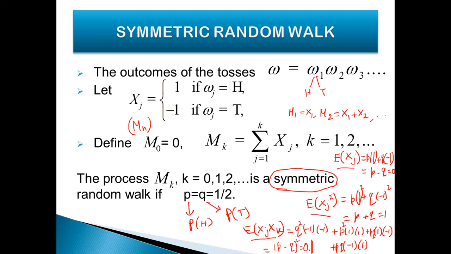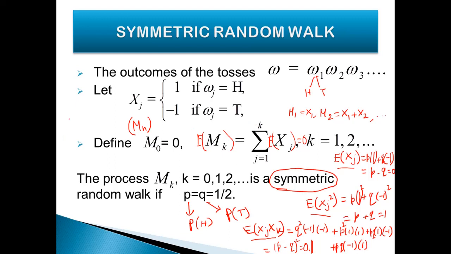So we get the expectation of x_j x_k, the expectation of x_j square, and the expectation of x_j. If we consider the expectation of m_k, it will be the summation of the expectation of x_j, that means the summation of the expectation of x_j, so it becomes 0. Clear?